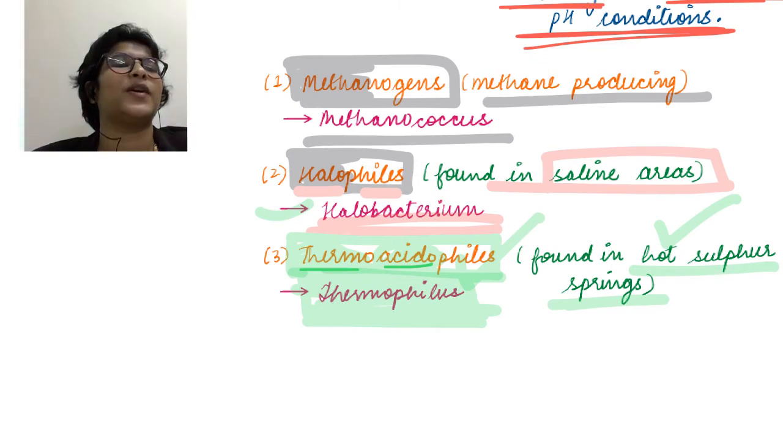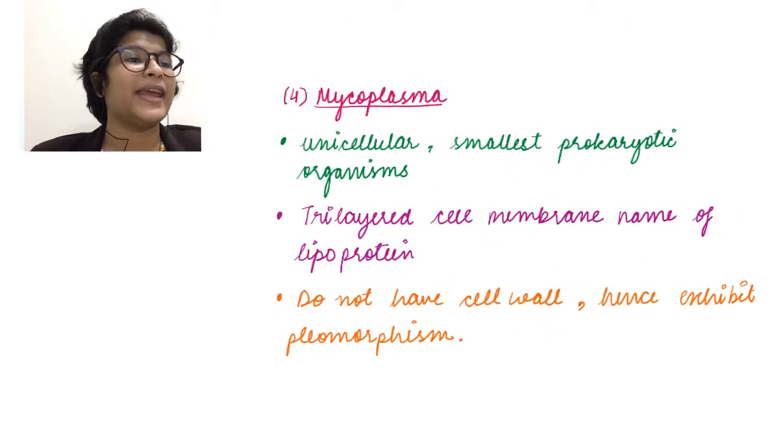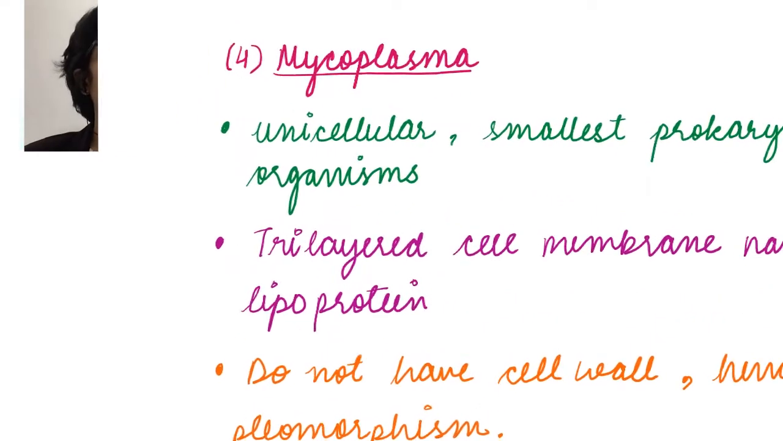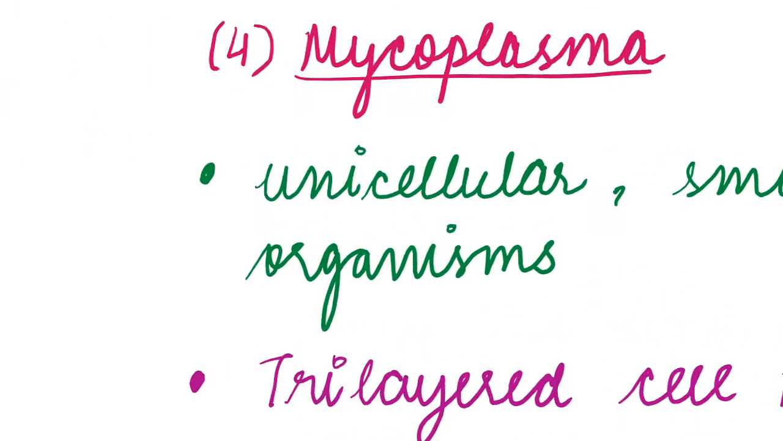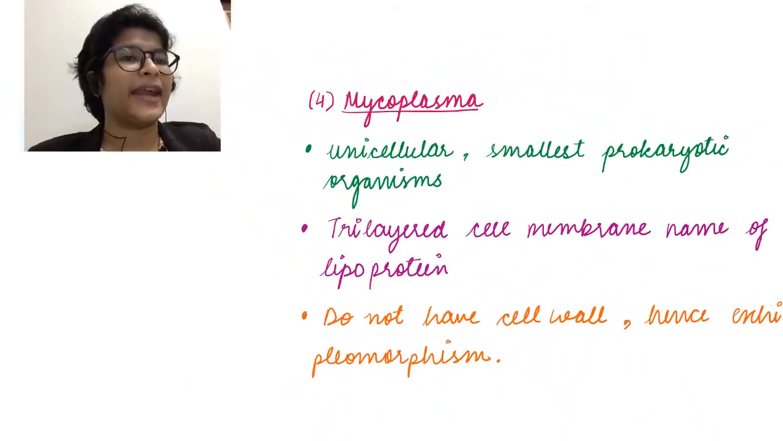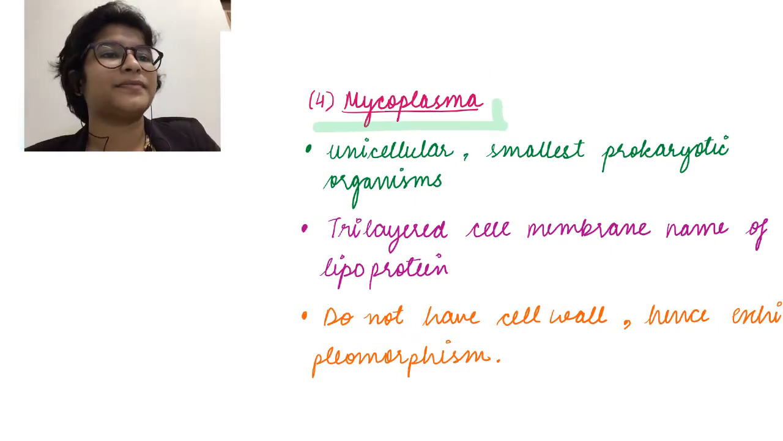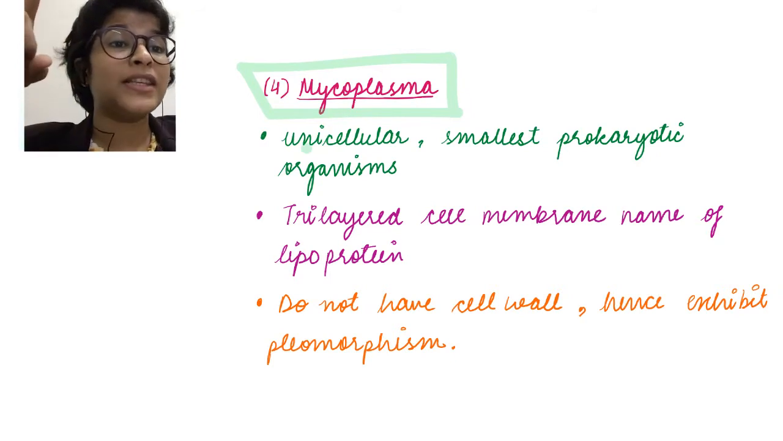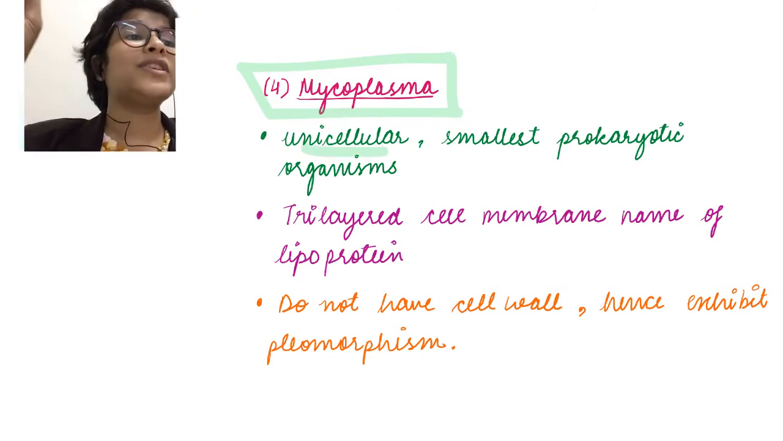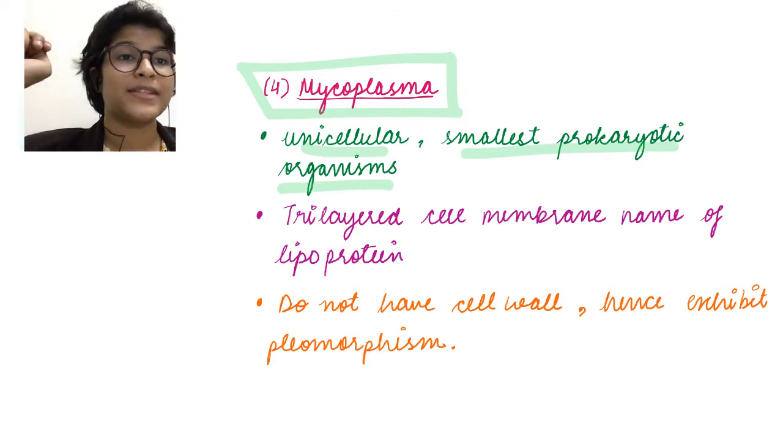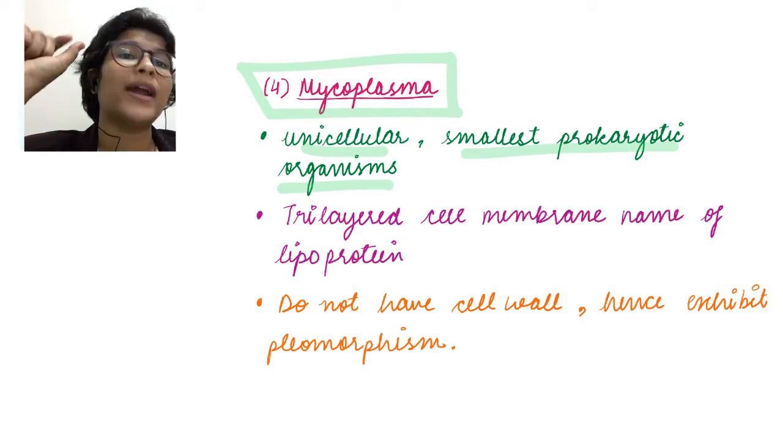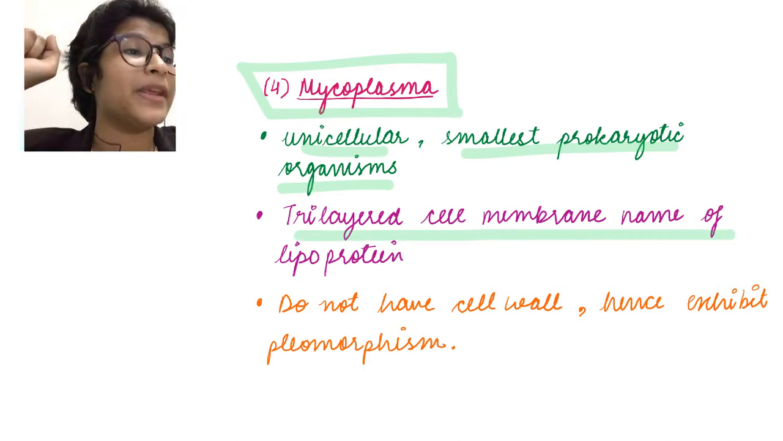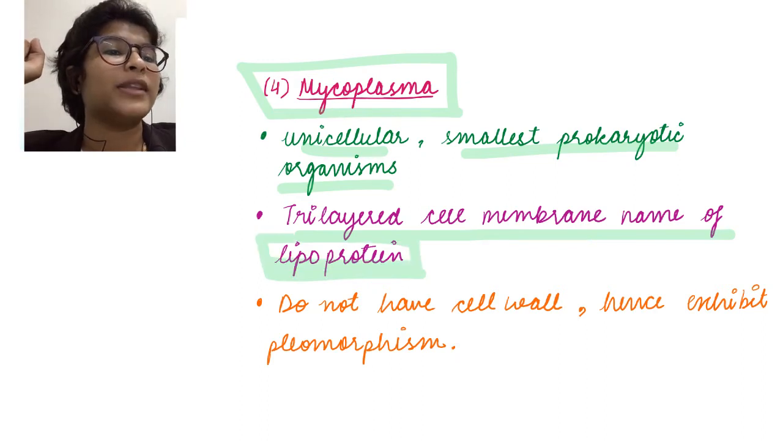ठीक है, okay. So going on to the next type of bacteria found in Monera is Mycoplasma. Okay, so this is the third category, that is Mycoplasma. अभी Mycoplasma की क्या speciality है? Mycoplasma obviously is unicellular. It is one of the smallest prokaryotic organisms. ठीक है, it's even smaller than Eubacteria or Archaebacteria. Next important thing, it has a tri-layered cell membrane made of lipoprotein.